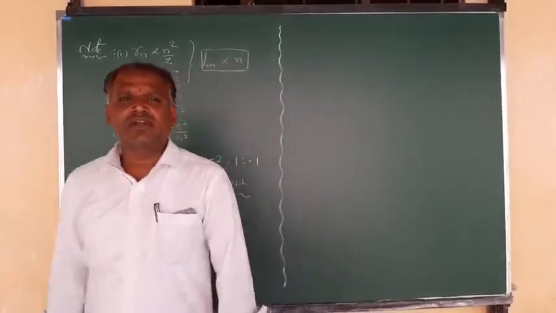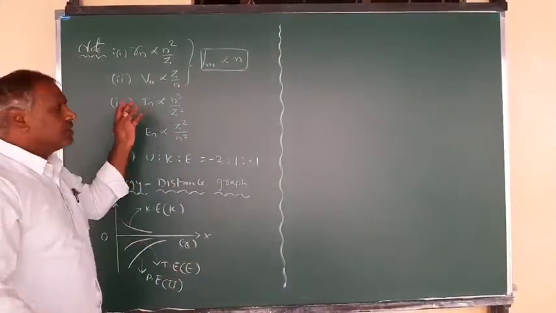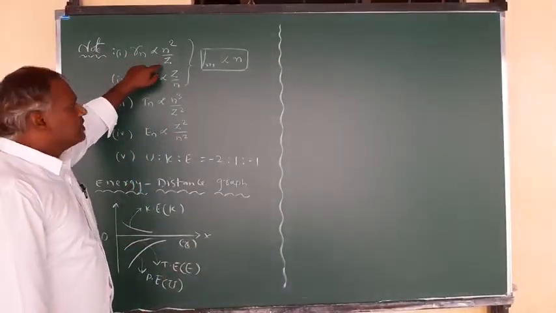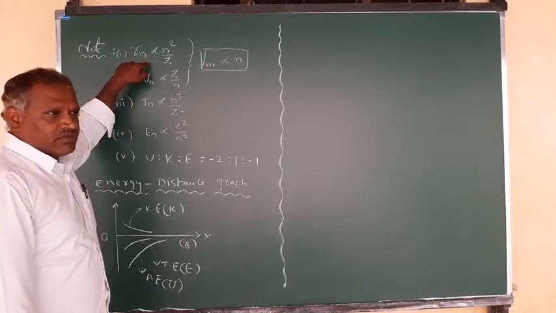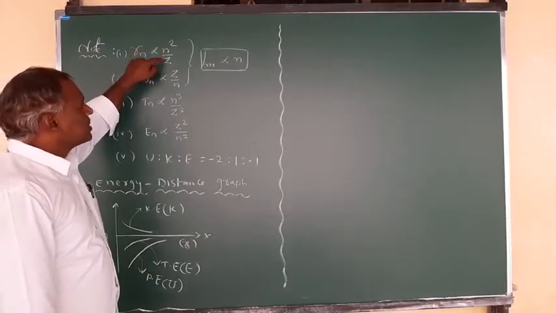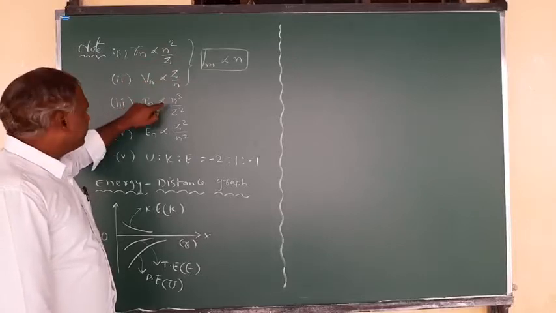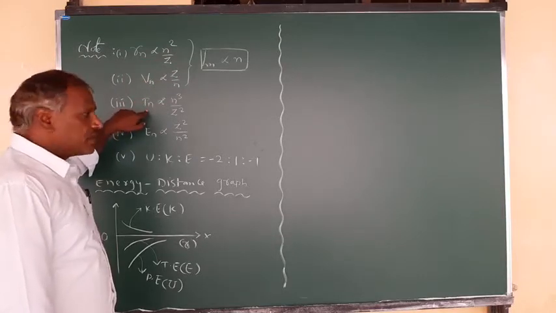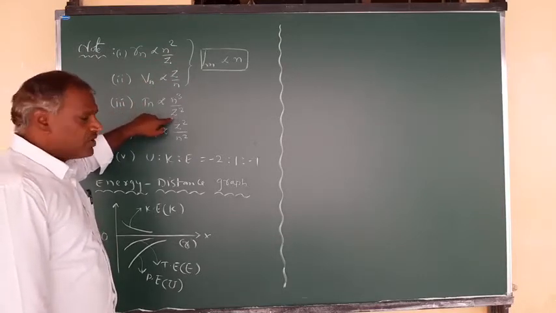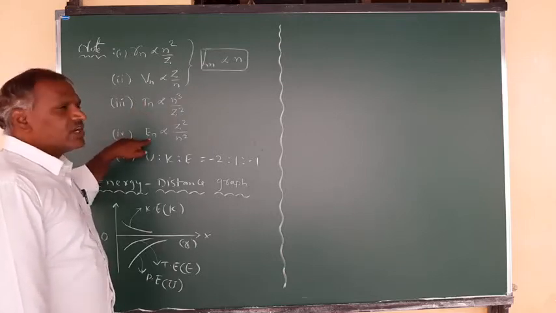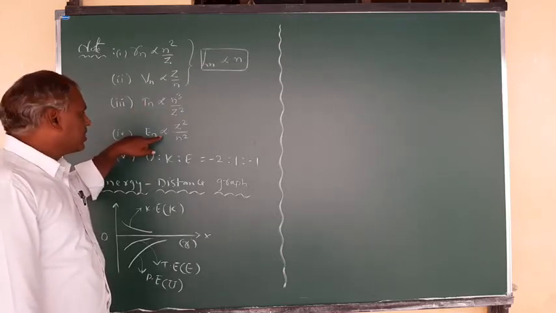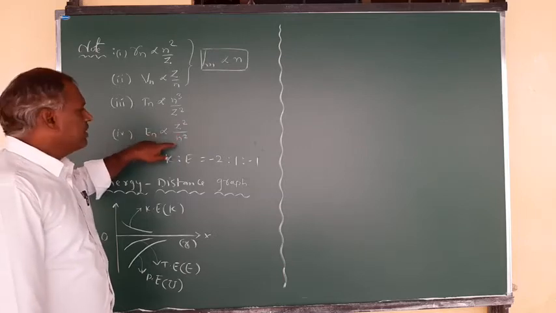The radius of the electron revolving in any orbit is related to n and Z as follows. Rn is proportional to n square by Z, Vn is proportional to Z by n, the time period of the electron in the nth orbit is proportional to n cube by Z square, and En, the energy of the electron in the nth orbit, is proportional to Z square by n square.